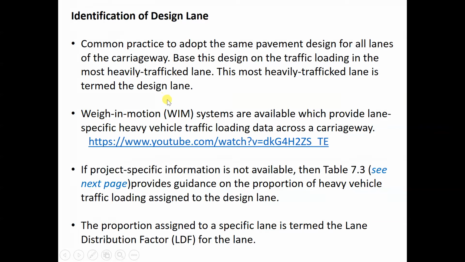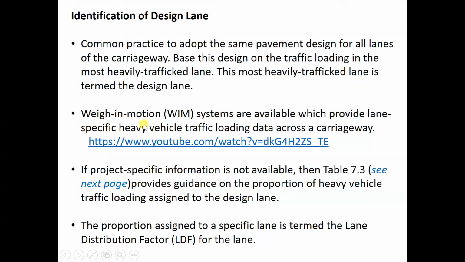So even though, let's say you've got 3 lanes, they are not equally trafficked, but for the pavement design, we make them the same design. So we don't have a thicker pavement for the most heavily trafficked road and a thinner pavement for the least trafficked road. We make it all the same. Okay.